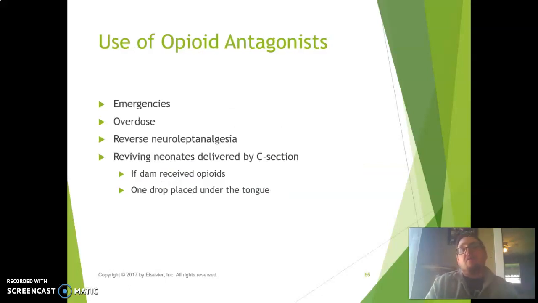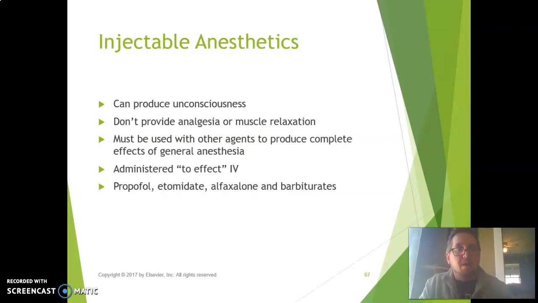Generally speaking, we use these for emergencies. Somebody that said that their dog ate their heroin stash, and yes, you will probably see that. Accidental overdoses for us can happen. Anytime we want to reverse a neuroleptanalgesic. And reviving neonates after C-section, if the mother received opioids, some opioids can cross the placental barrier, and that's why we would want to use that. And we would place 1 drop under the tongue.